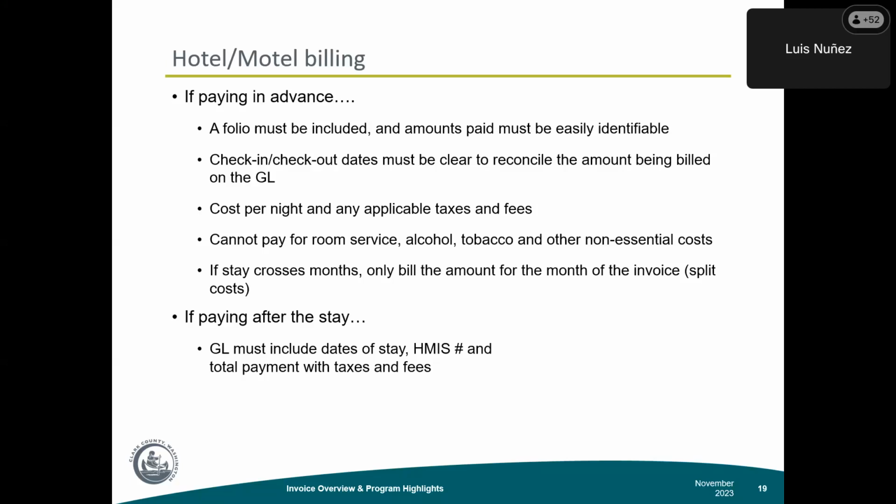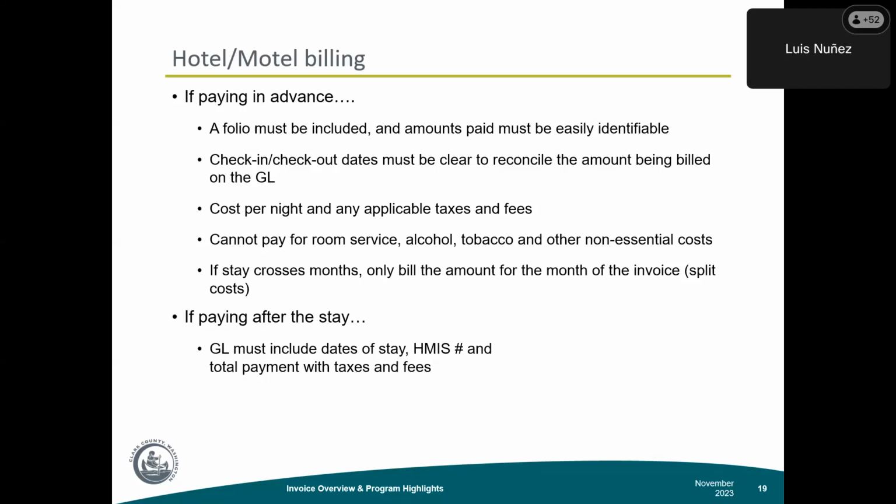If the stay crosses a month, like if they were staying from mid-June to mid-July, just make sure that you are billing June costs under the June invoice and July costs in the July invoice. And then paying after the stay, the GL needs to include the dates of the stay, the HMIS number, and the total payment with taxes and fees. Then make sure to be consistent on the check-in and check-out day description. So one night would equal, let's say, from the 17th to the 18th. That would be one night.